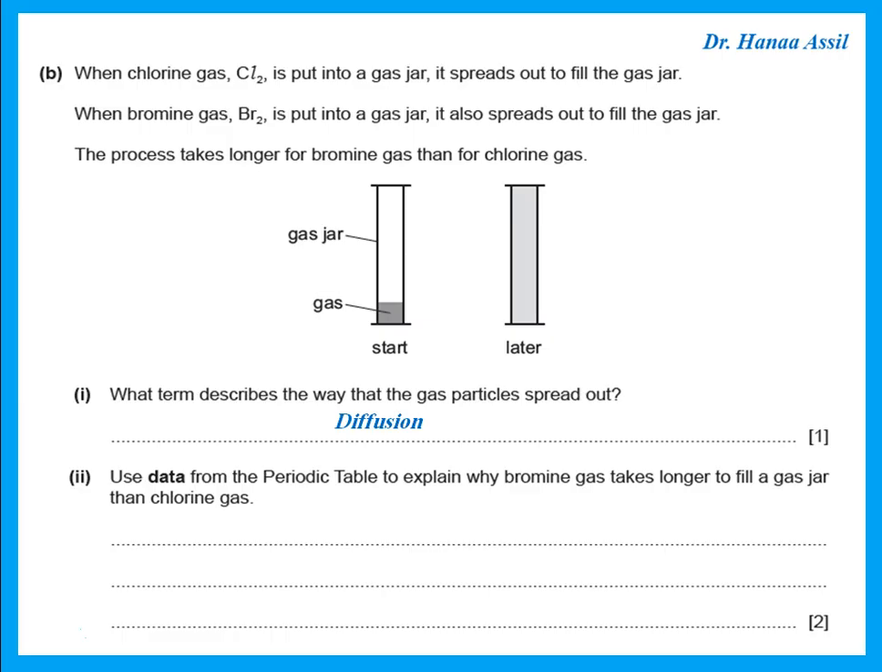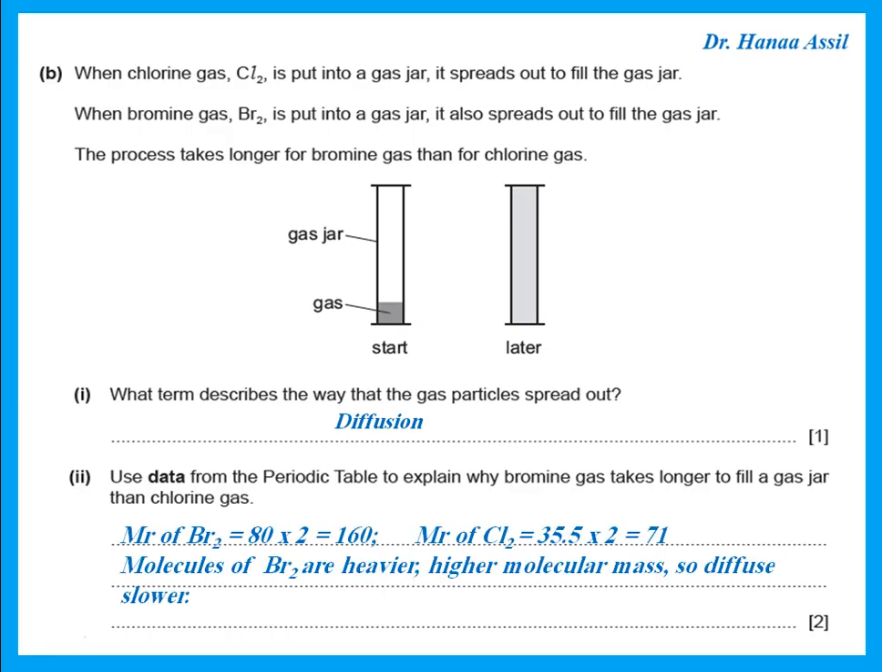Use data from the periodic table to explain why bromine gas takes longer to fill a gas jar than chlorine gas. You should know what factors affect the rate of diffusion. If particles are diffusing, it mainly depends on their molecular mass. So if I look at the periodic table, I will find that the molecular mass of bromine, 1 Br, is 80, but we're talking about bromine molecules, so that's 80 times 2. So the molecule of bromine has a molecular mass of 160, while the molecule of chlorine has a molecular mass of 71. And that means bromine molecules are heavier, higher molecular mass. Anything that has higher molecular mass would diffuse slower.